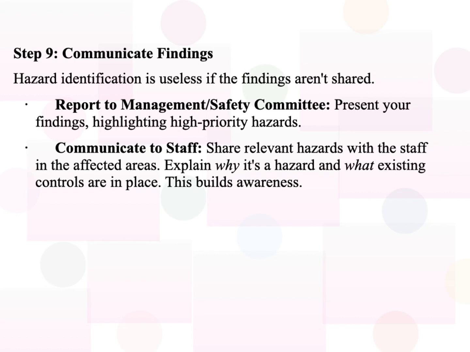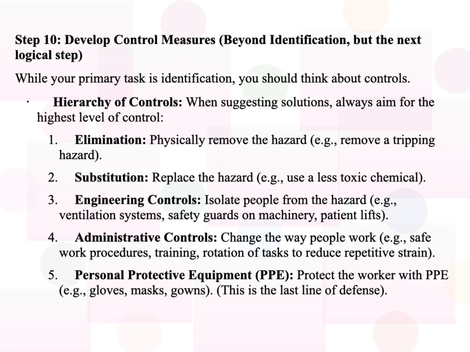Step 9, communicate findings. Hazard identification is useless if the findings aren't shared. Report to management and the safety committee. Present your findings highlighting high priority hazards. Communicate to staff. Share relevant hazards with the staff in the affected areas. Explain why it's a hazard and what existing controls are in place. This builds awareness.